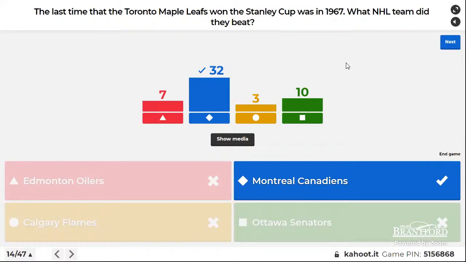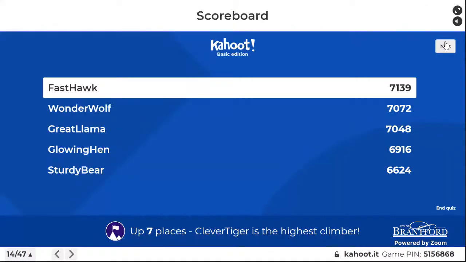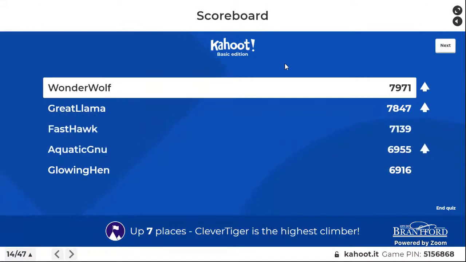So the correct answer was the Habs. And the clue here was that the Edmonton Oilers, the Calgary Flames, and the Ottawa Senators were actually not part of the NHL in the 1967 season. I believe that they came later in the 70s or 80s, and the Ottawa Senators joined back again in the 1990s. So we got quite a few hockey fans in the crowd, I can tell. So let's see how that affects the scores.